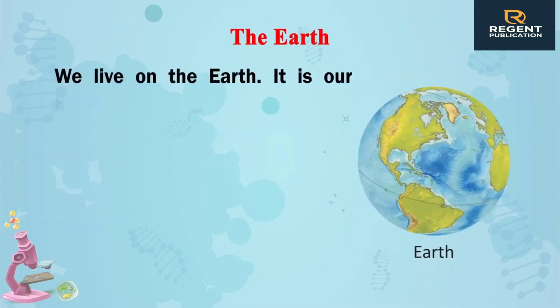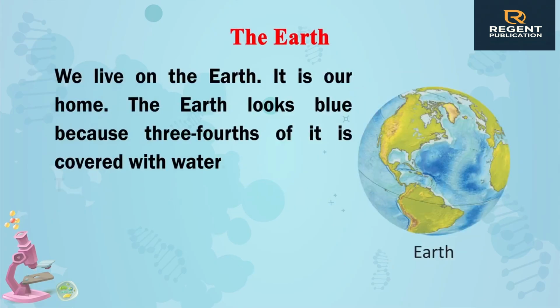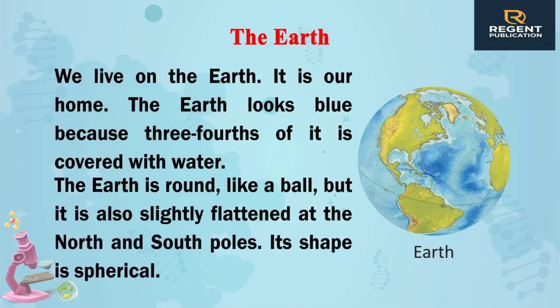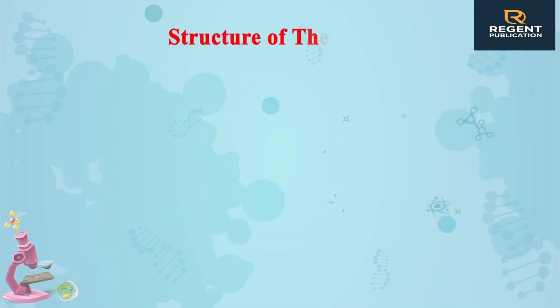The Earth. We live on Earth. It is our home. The Earth looks blue because 3/4 of it is covered with water. The Earth is round like a ball, but it is also slightly flattened at the north and south poles. Its shape is spherical.